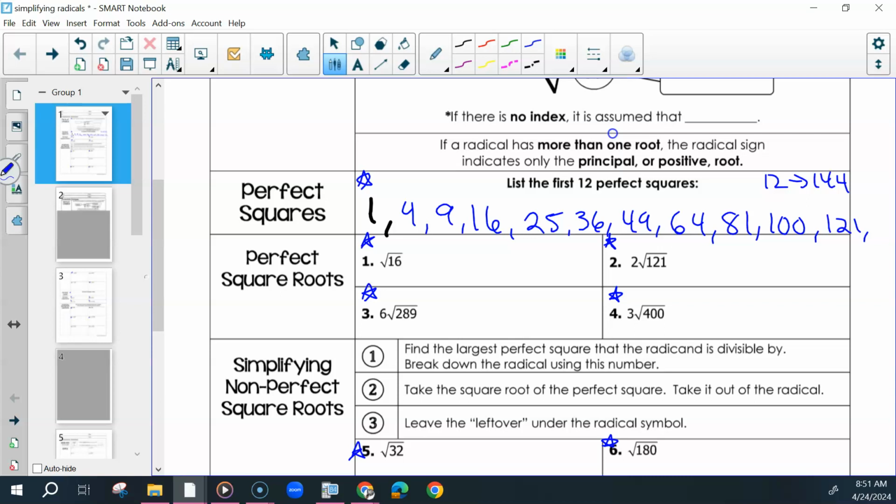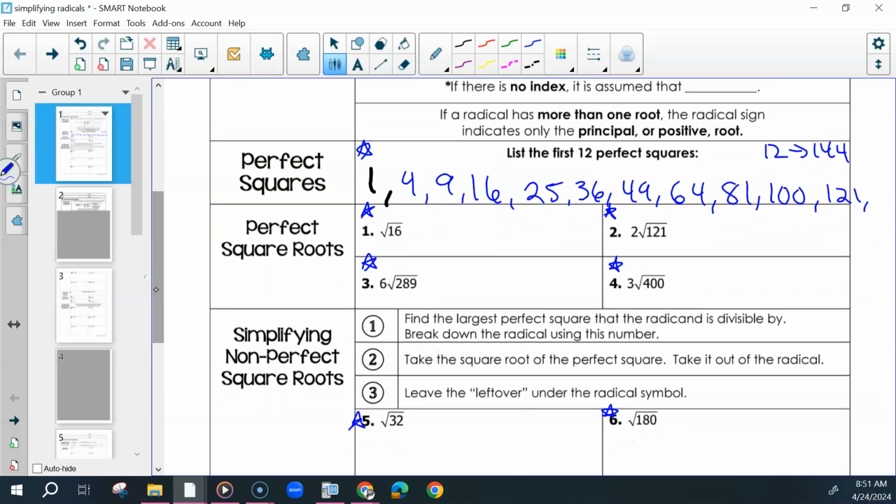So, knowing the first 12 is a good amount to know. Knowing the first 15 would put you at an even better advantage with most of your simplifying radicals. Knowing the first 20 should give you everything. But if you just know the first 12, you also have a calculator to find the others. So if you are given a perfect square root, you're just going to simplify it using that. So like the square root of 16 is 4.